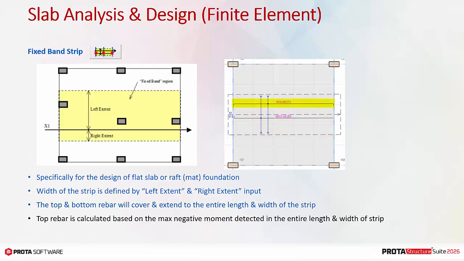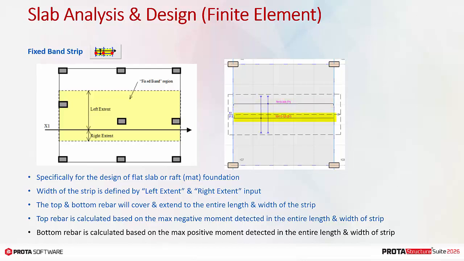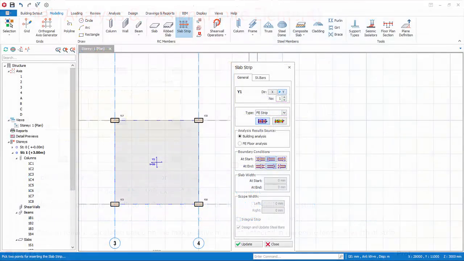Top rebar is calculated based on the maximum negative moment detected in the entire length and width of the strip. Bottom rebar is calculated based on the maximum positive moment detected in the entire length and width of the strip. In the slab strip properties, choose X direction.